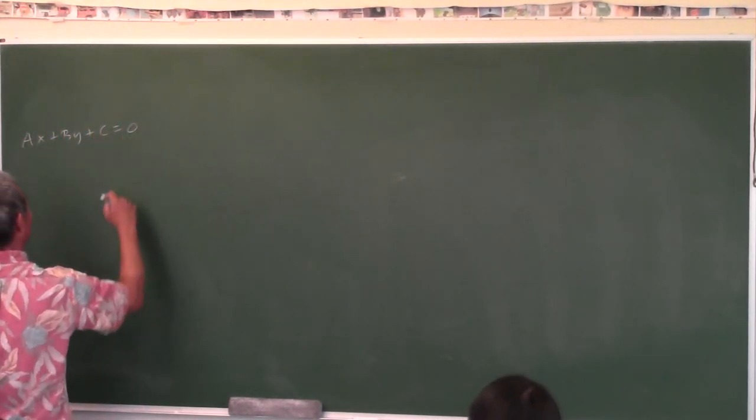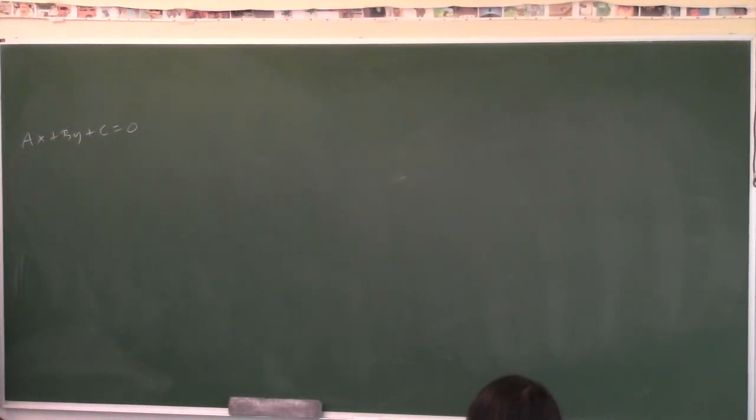This is all in your notes, people. What form is that called? Standard. It rhymes with mineral. It's general form. And it's really not that useful, except it looks nice, yeah? So if you make one side zero and throw everything else on the other side, that's called general form.